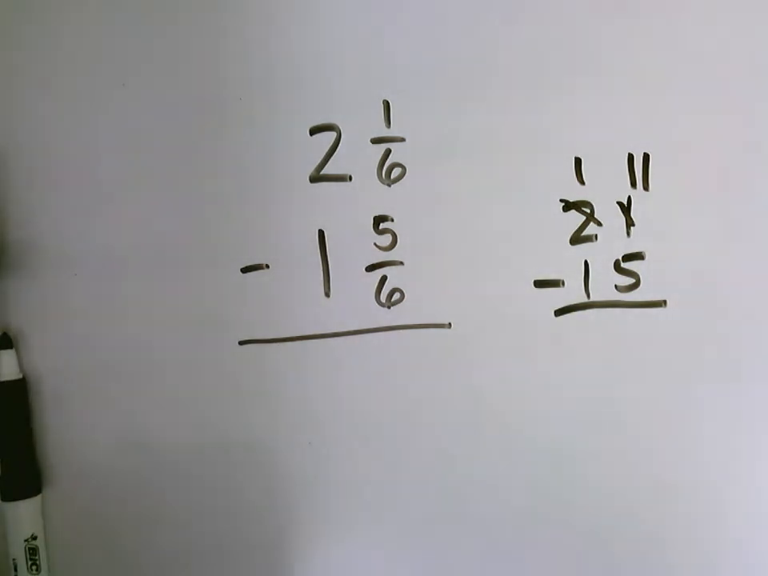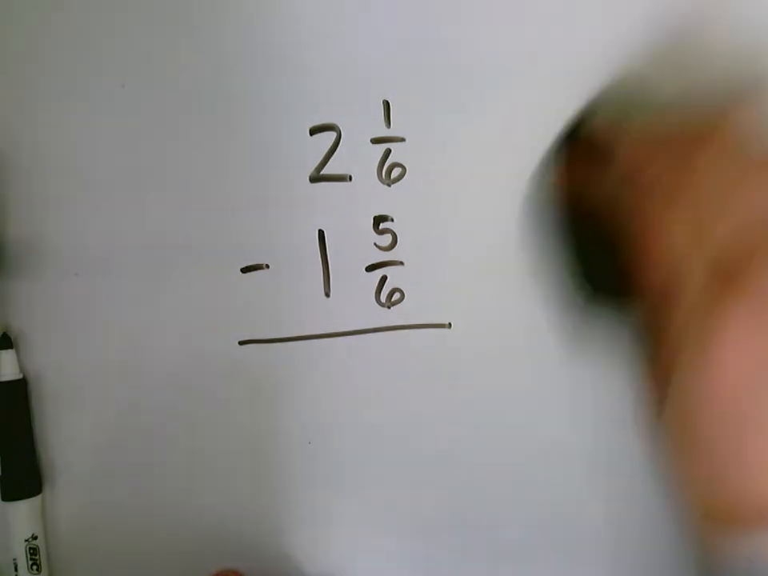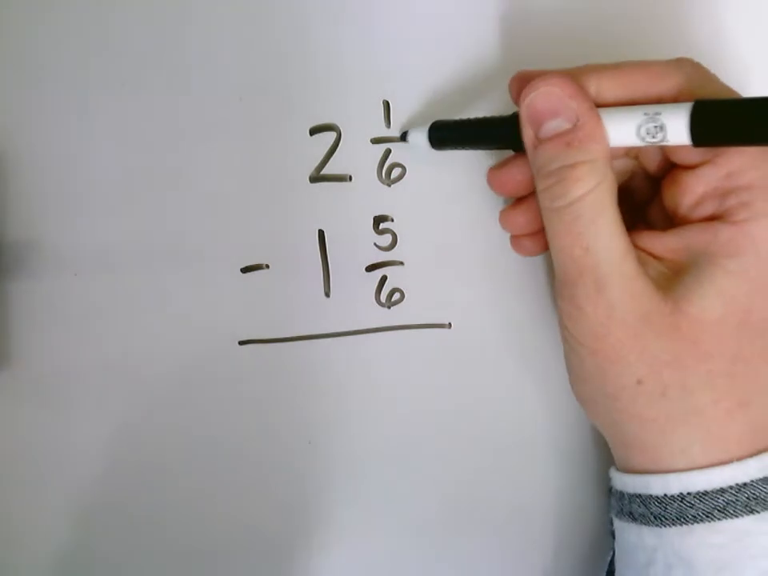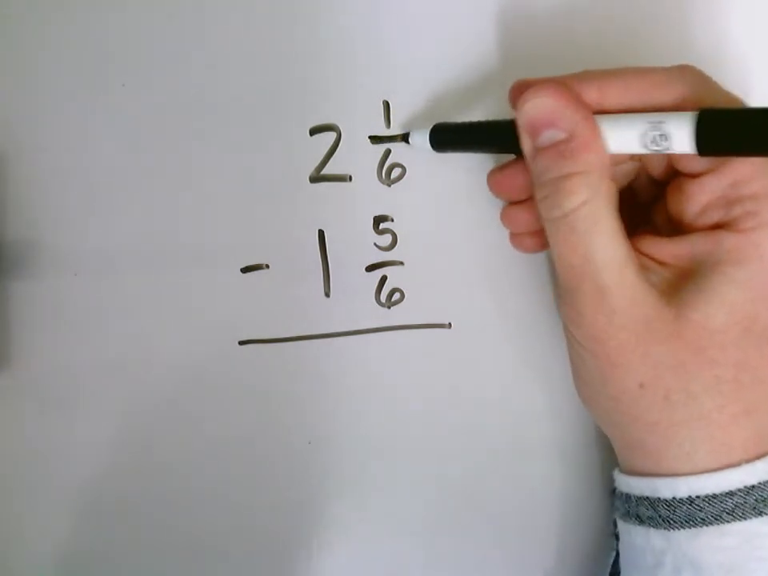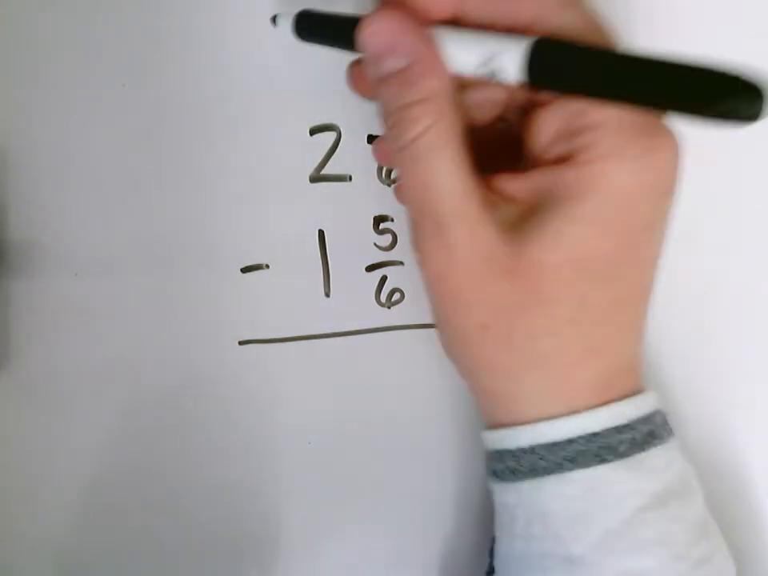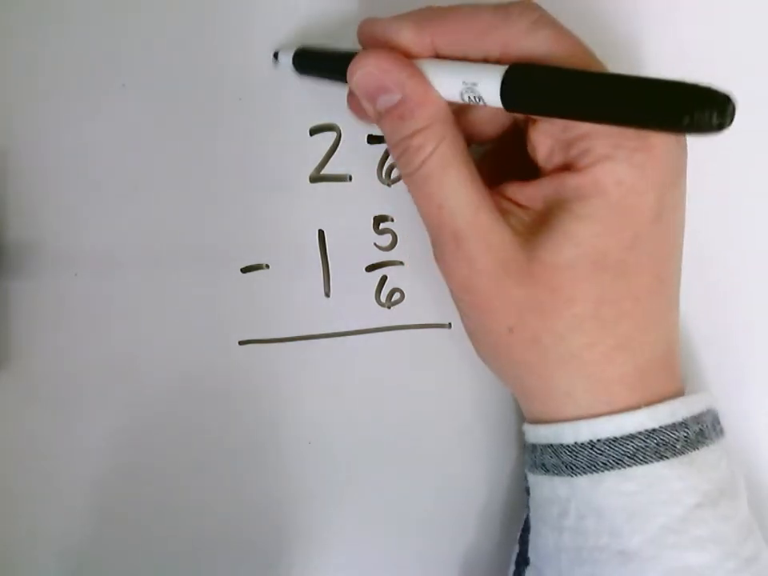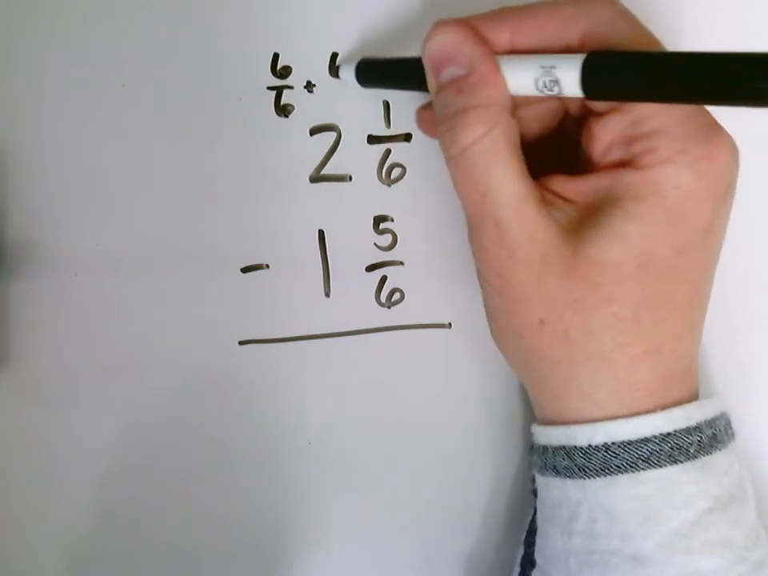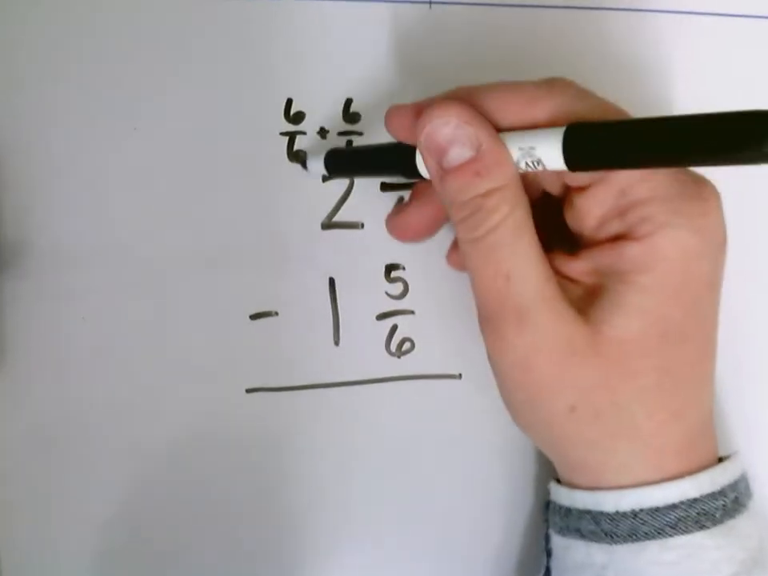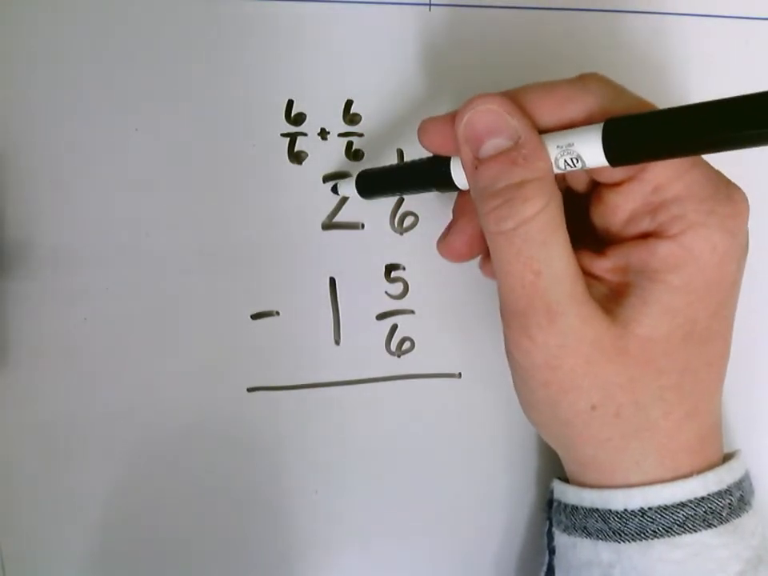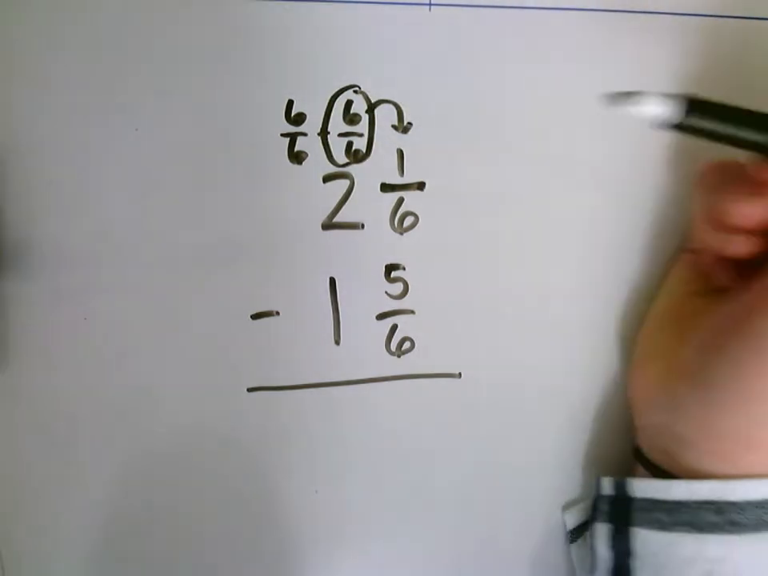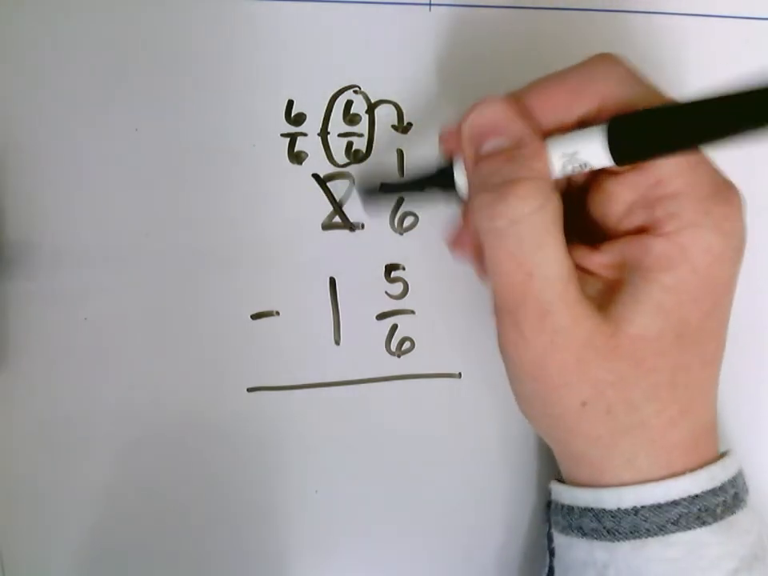The only thing is it's a little bit different. When we regrouped with our whole numbers, we're taking from the tens place, we're adding 10, but here I'm taking 6 because here I'm talking about sixths. So I'm going to go next door to my 2. Well, I can rename this 2 as 6/6 plus 6/6, right? 1 whole plus 1 whole. I have 2 groups of 6/6 in this 2. All right, so I'm going to take one of them and I'm going to add it over here to the fraction that I have.